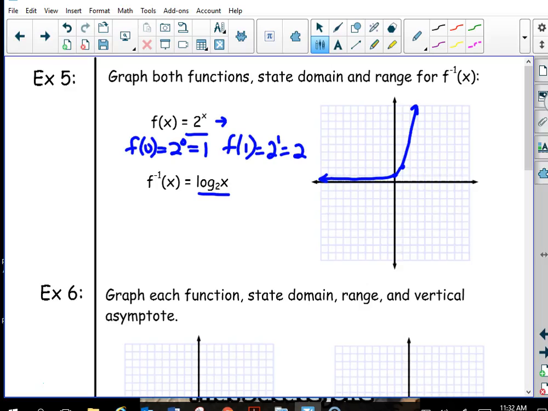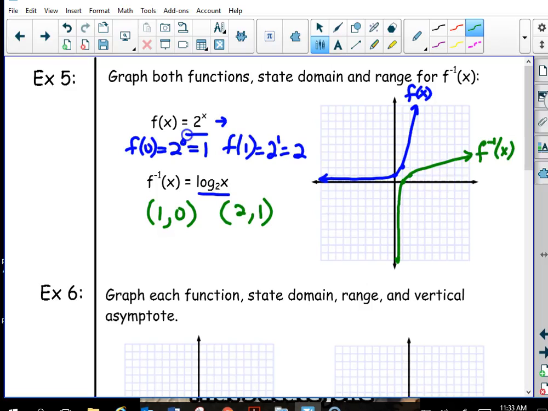Now, when we graph the inverse, we're just going to graph those 2 points backwards. So I'm going to graph a point at (1, 0) and another point at (2, 1). Our horizontal asymptote in the original exponential function turns into a vertical asymptote in the logarithmic function.